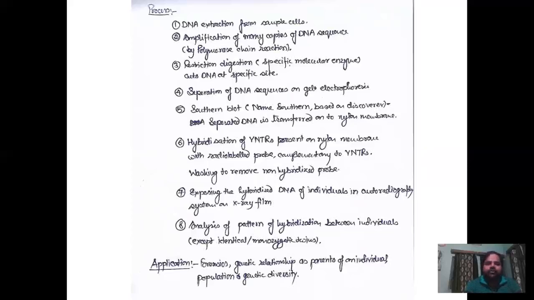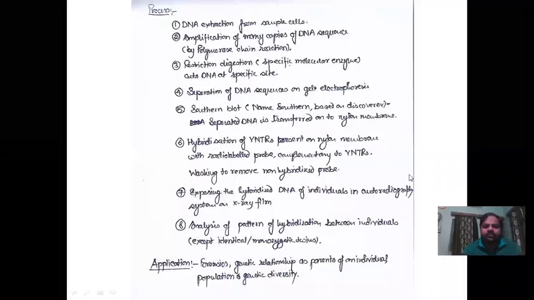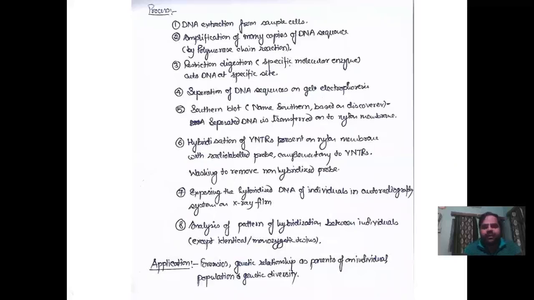So we utilize a radiolabeled probe, which is complementary to the particular VNTR, and the rest of the non-hybridized DNA is washed off. The next step is exposing the hybridized DNA of the individual in an autoradiography system on X-ray. The last step is analysis of the pattern of hybridization between individuals, and the exception is identical or monozygotic twins.